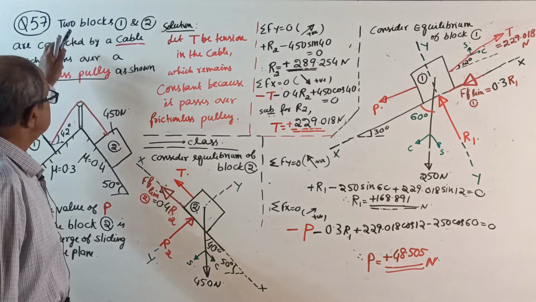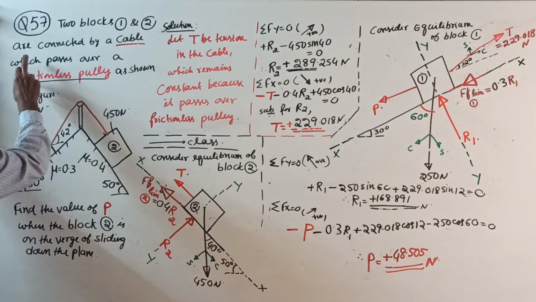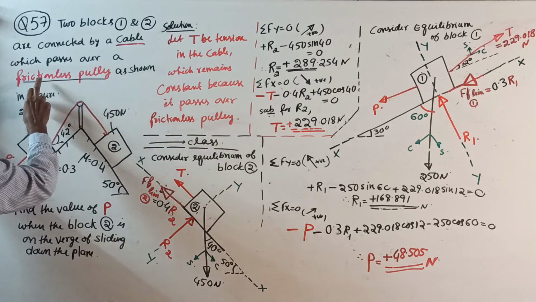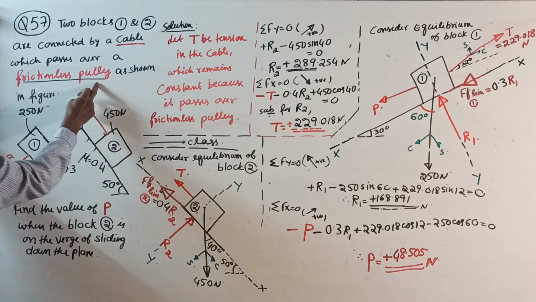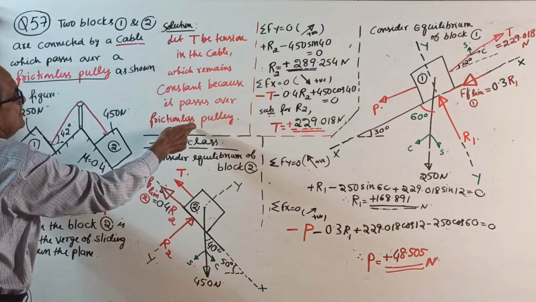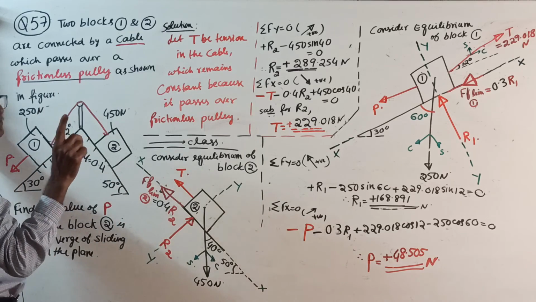Question 57. See, two blocks 1 and 2 are connected by a cable which passes over a frictionless pulley. I told you, frictionless pulley, smooth pulley, frictionless hinge, smooth hinge. In all the cases, tension T remains same. But one small change I made now.